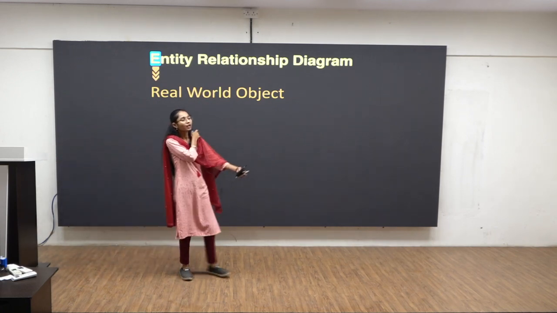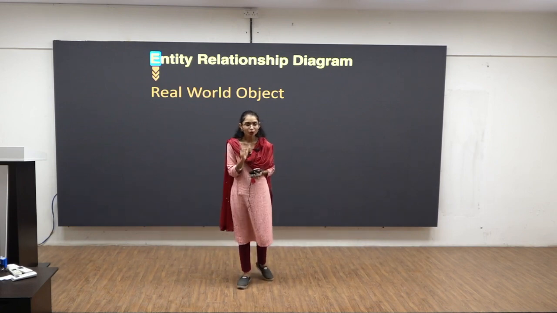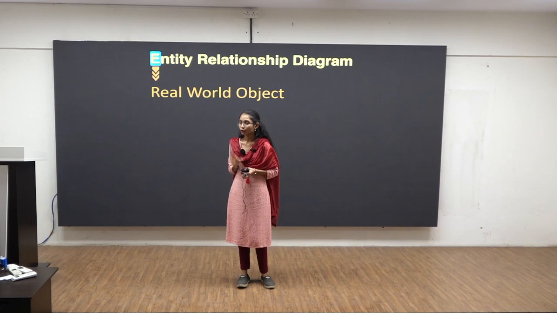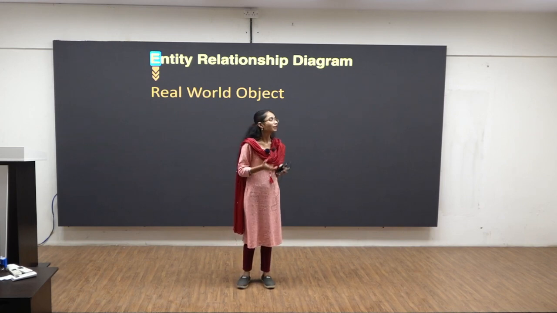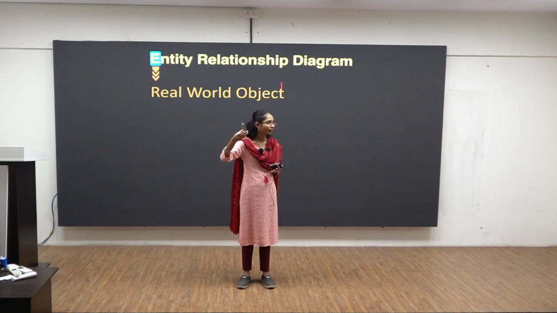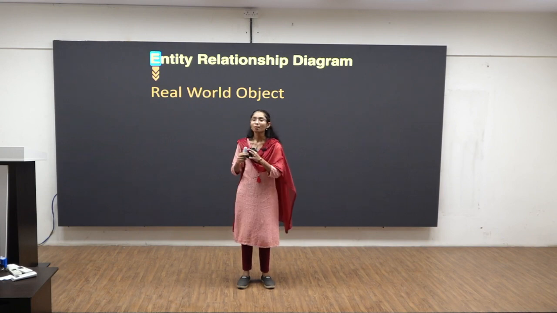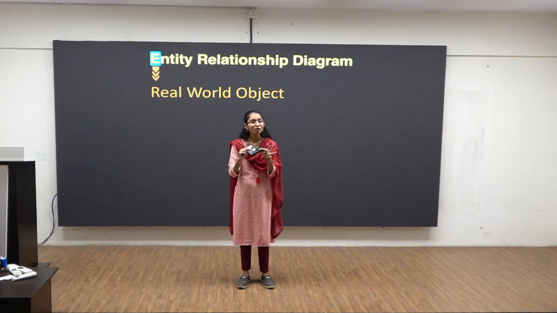See, for example, you are a student. You are a student and you will also be considered as one entity because you exist in the real world. So like that, if you see, there are multiple things present here. For example, if I take a remote, this is one real world object. So this will also be called as what? One entity. If I take a mic, it is also one real world object. And this will also be called as what?